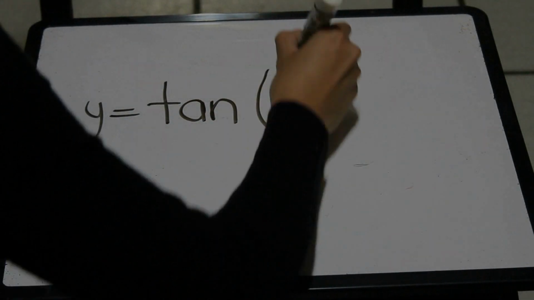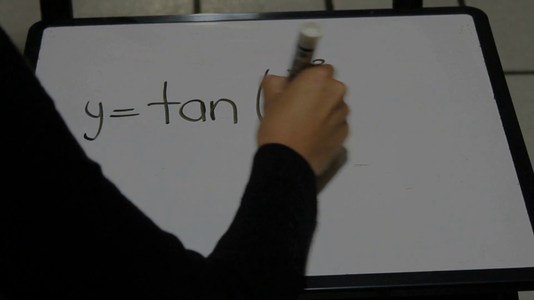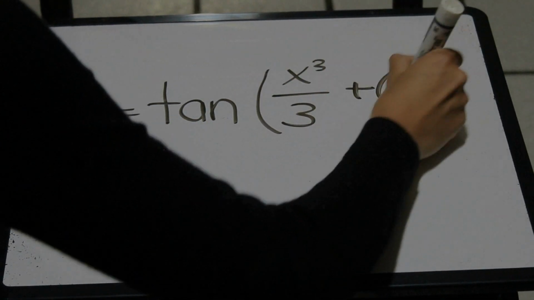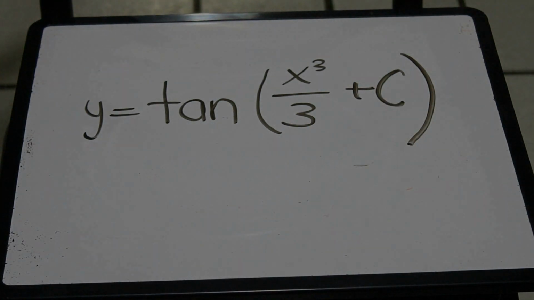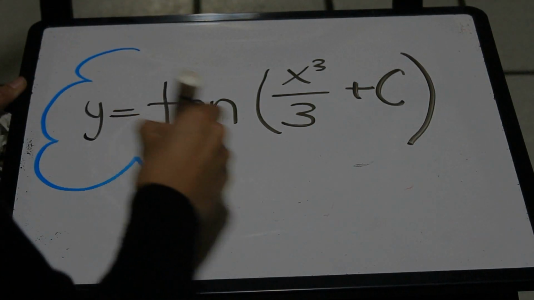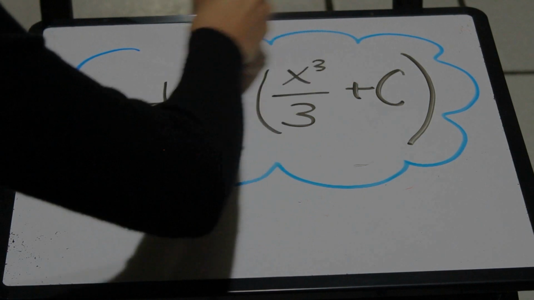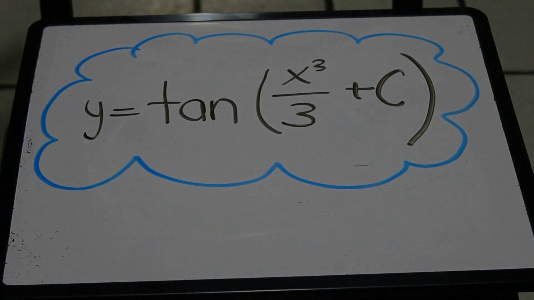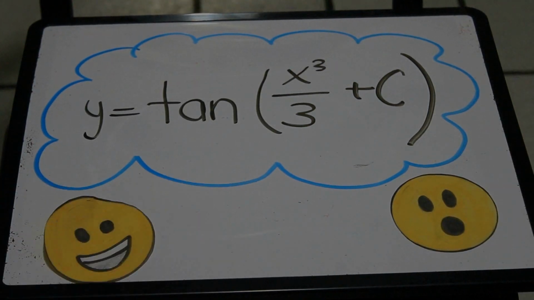Rewriting, the arctangent of y passes to the other side as tangent. In this way, we have y equals tangent of x cubed over 3 plus a constant of integration. Well, now we found the function that satisfies the differential equation.